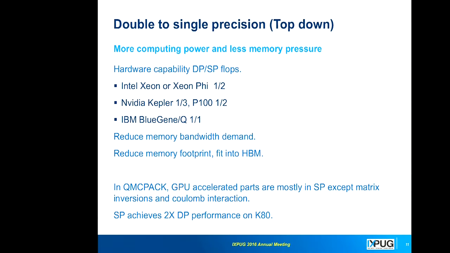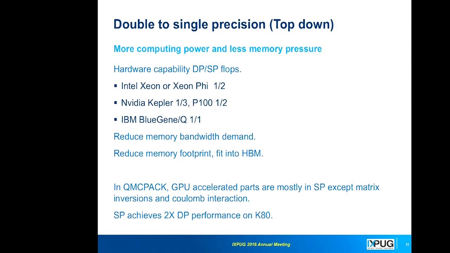So we take two routes. One is from the top down. We try to use more single precision in our codes. The reason is clear: the hardware could do more. If you look at the Xeon Phi or the GPUs, you can't resist the temptation of single precision.